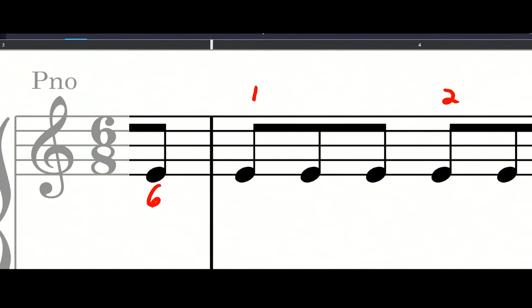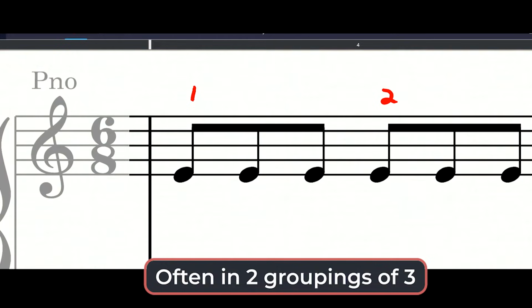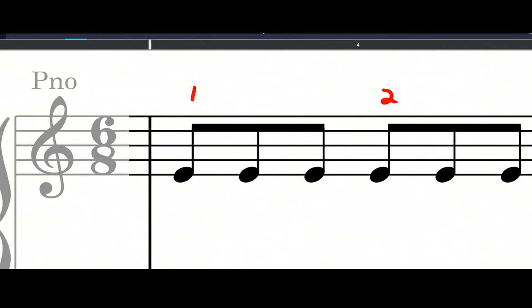Another thing you may have noticed about 6/8 is that it's grouped into groupings of 3. Remember in 4/4 and 2/4 we had groupings of eighth notes in 2, and now it's 3. And one thing I want to tell you is that 6/8 loves to split its measures into halves, with a group of 3 on one half of the measure and a group of 3 on the other half.